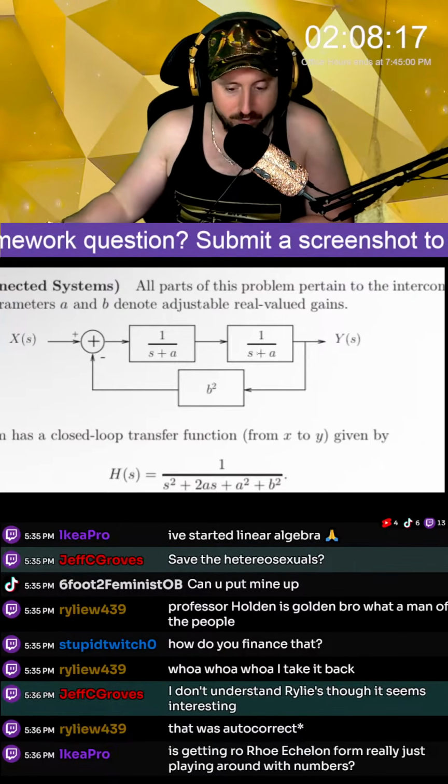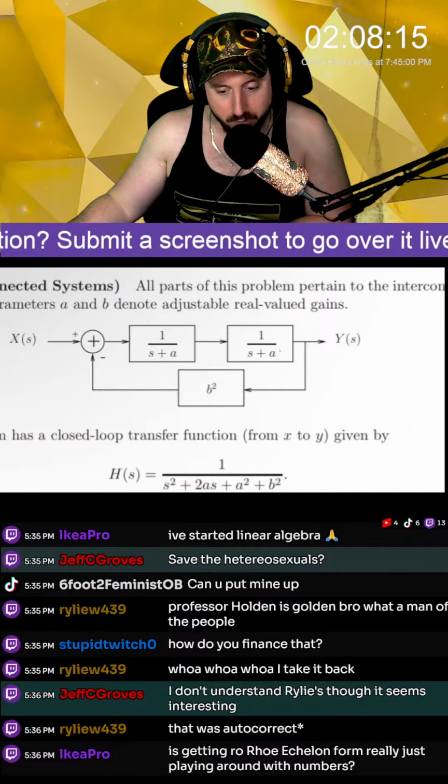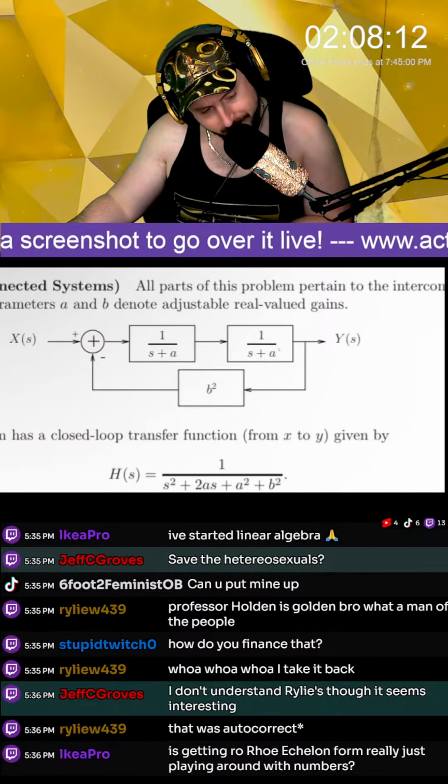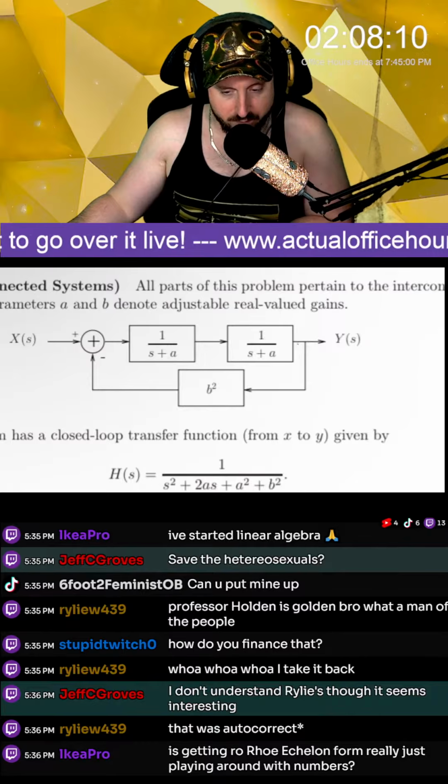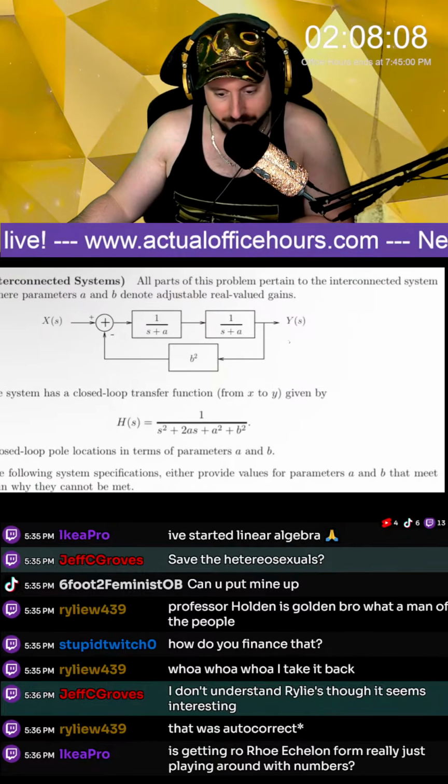Yes, IKEA. Well, there is a pattern to getting row reduced echelon form. It's called Gauss-Jordan elimination. There is a pattern that you can follow, and that's what calculators do.